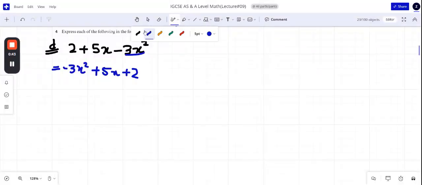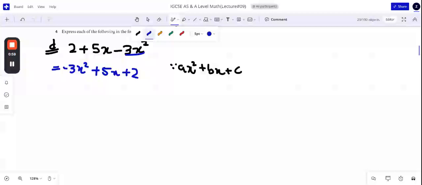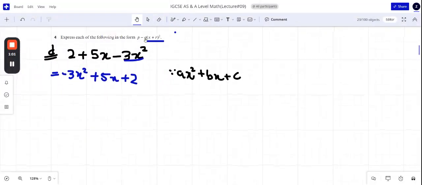Our quadratic form is ax squared plus bx plus c. Now I have written it in the same form. After that we can see here that q is outside the bracket. It means that we need to factor out the coefficient of x squared. The coefficient of x squared is minus 3. Factor out means we need to take the common from the first two terms only.